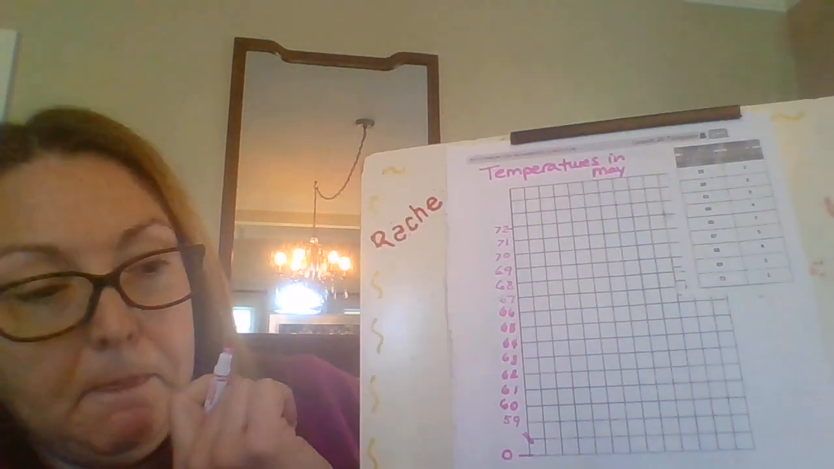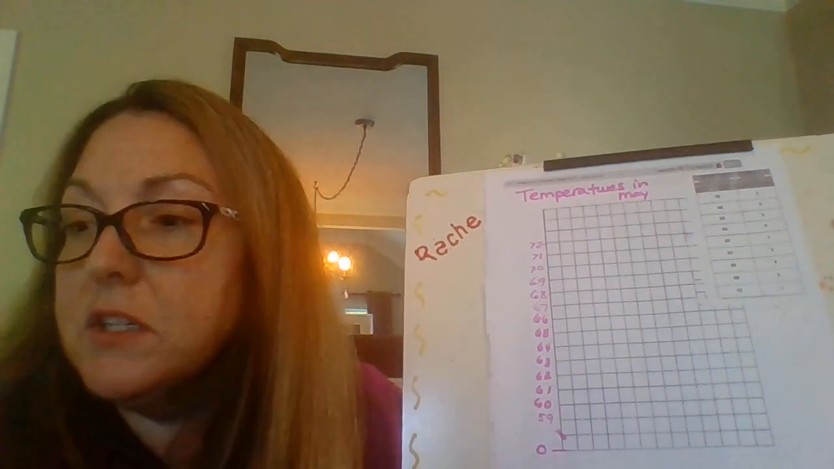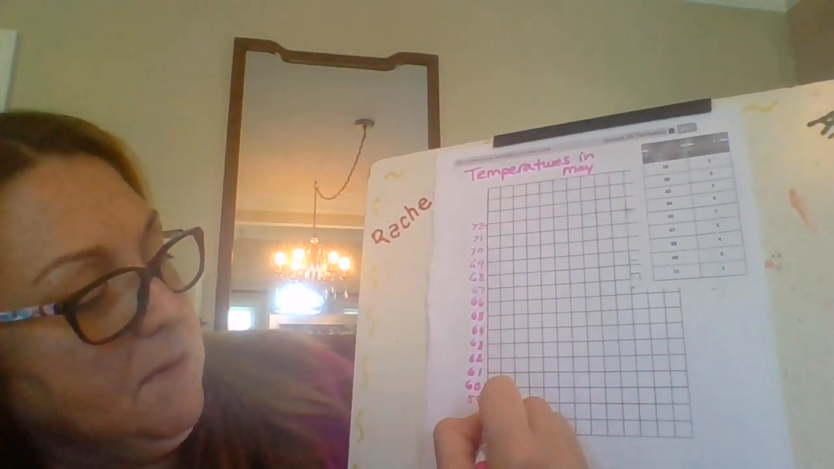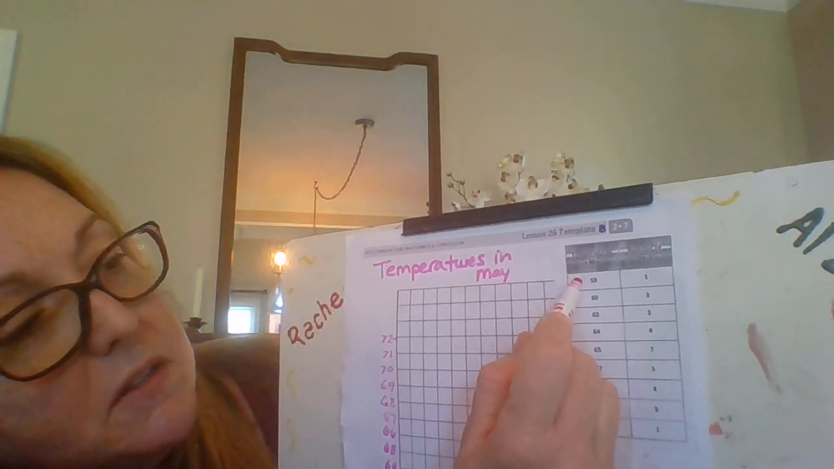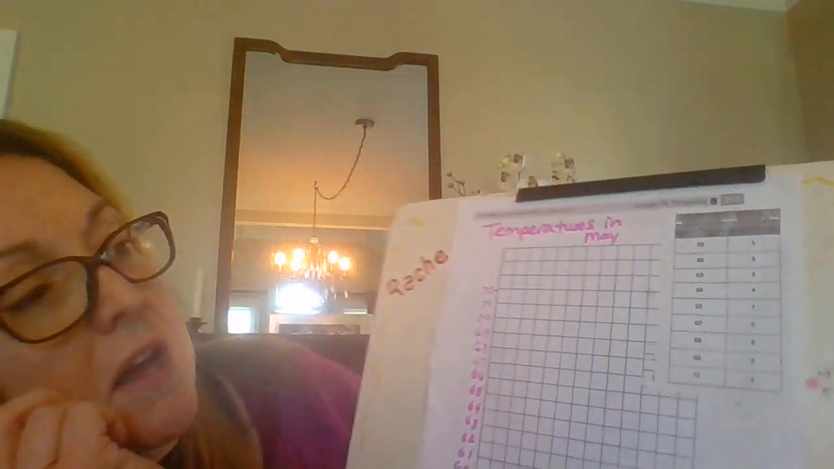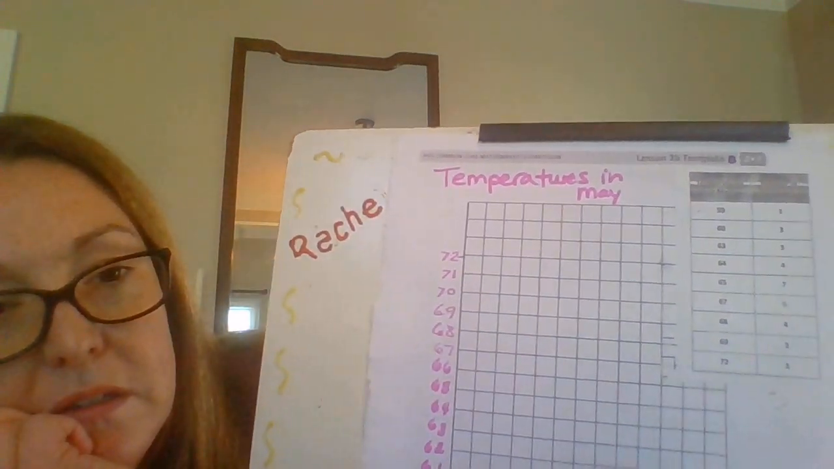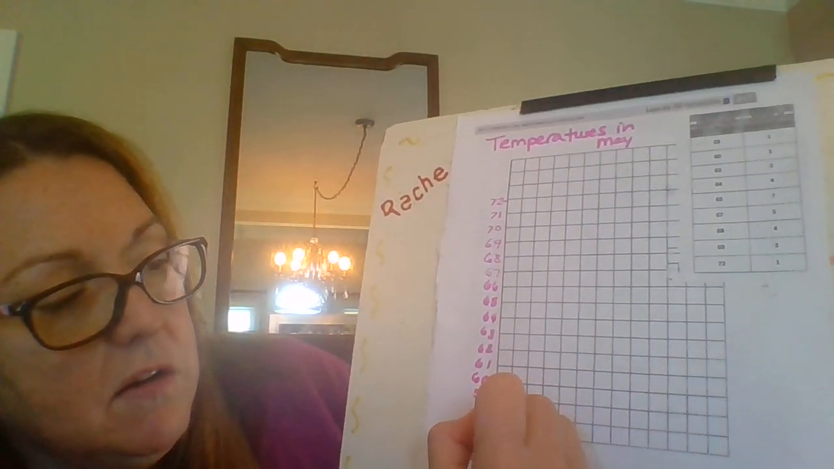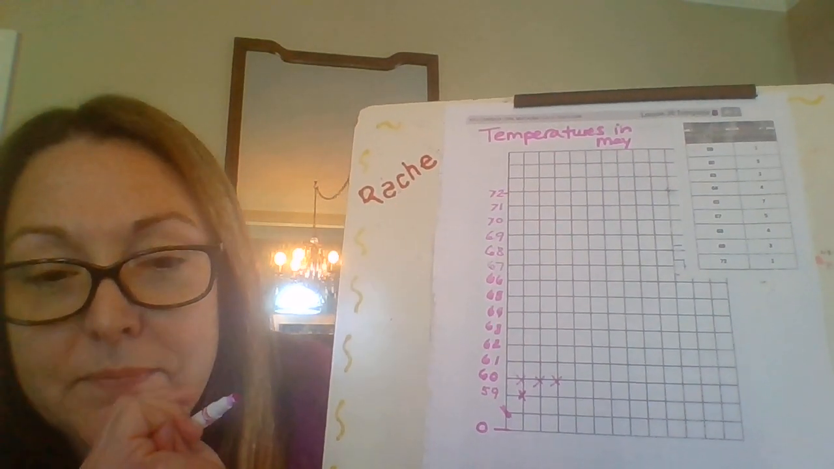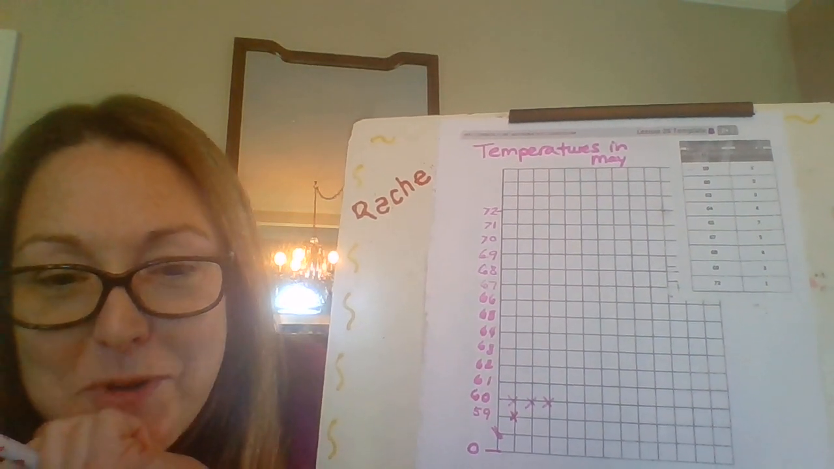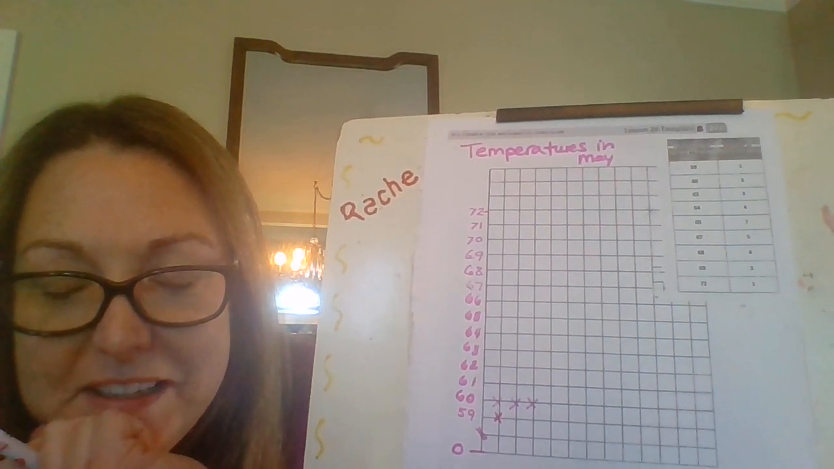Let's get this data on here. How many days in May were 59 degrees? Just one. So what we're going to do, make sure I've got mine up here, we're going to put an X right here. Okay, and I'm going to put a dot next to it because I've already put it on my graph. That'll help me remember. How many days had 60-degree temperatures? 3. So you're going to go 1, 2, 3. Pause me, see if you can fill in your graph, and then when you unpause, come back and see if you've got it filled in correctly.